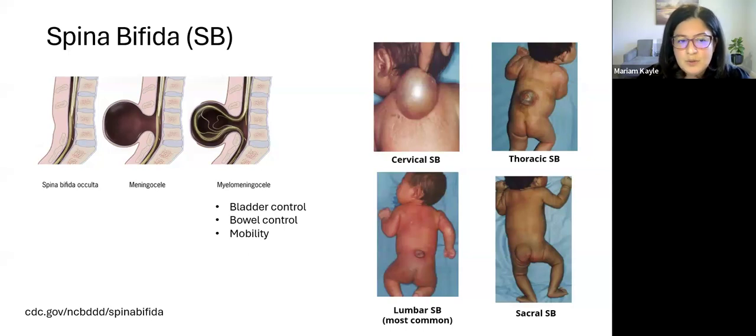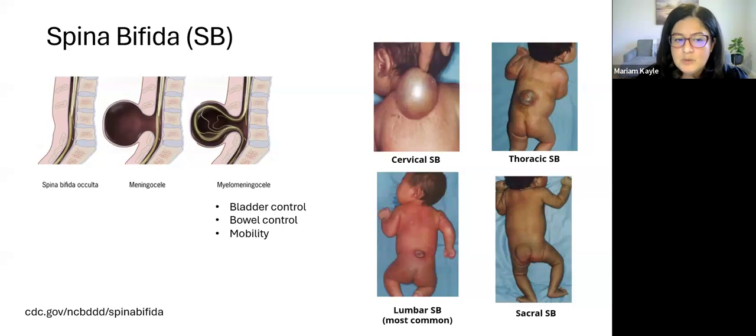In either of those 2 situations, depending on the level, it can be all the way from cervical, from the neck, all the way to the sacrum of the back. The higher the level of involvement, the more severe the disease is. If nerves are involved, that's a more severe form of the disease.